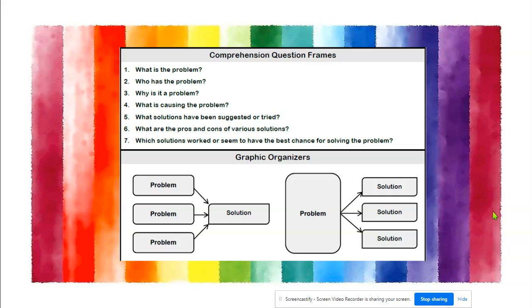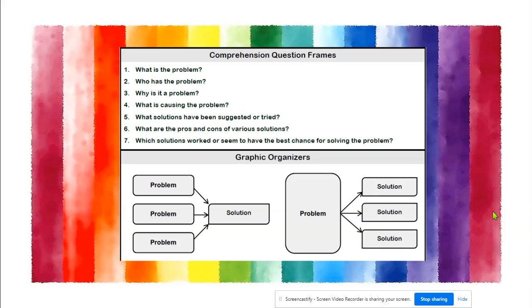When we're talking about comprehension questions in terms of understanding why an author would have implemented this structural choice, things that we can ask ourselves are: What is the problem? Who has the problem? Why is it a problem? What is causing the problem? What solutions have been suggested or tried? What are the pros and cons of various solutions? And which solutions worked or seem to have the best chance for solving the problem?